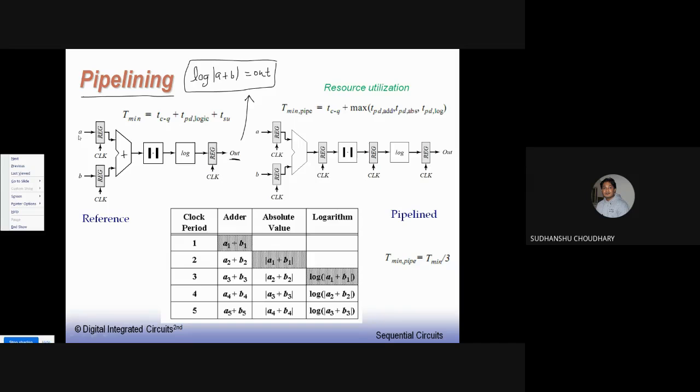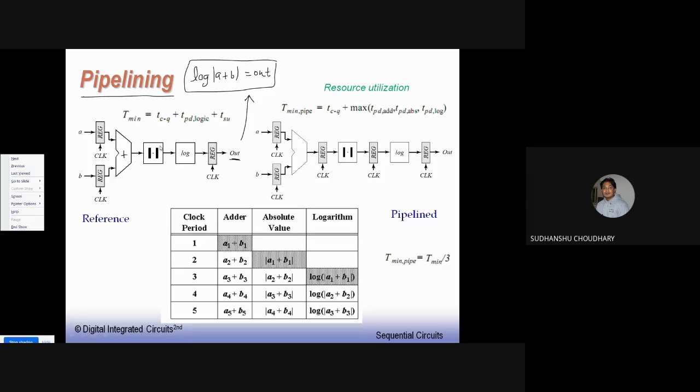So for this, I need to input two data A and B. Initially they are stored in some register, and then when the positive edge of the clock comes in, the data enters this adder module, and then on the next clock it can enter this modulus module, and then the logarithmic, and then finally the output comes out.